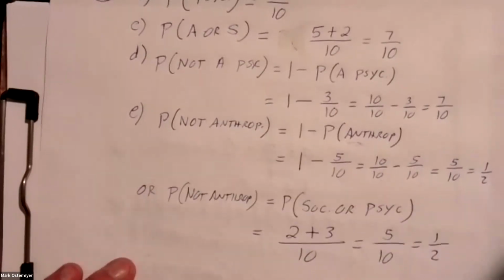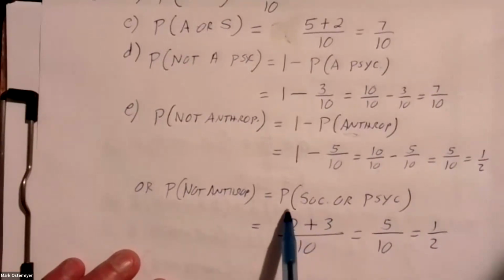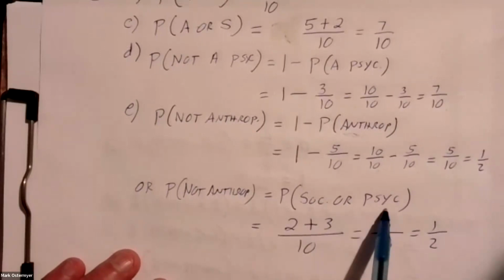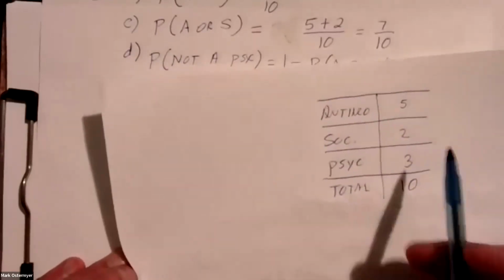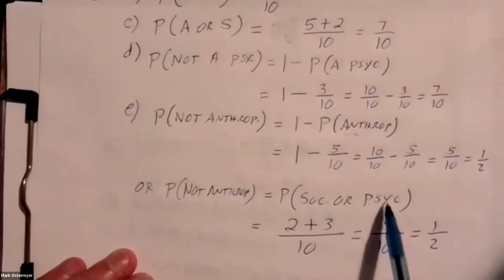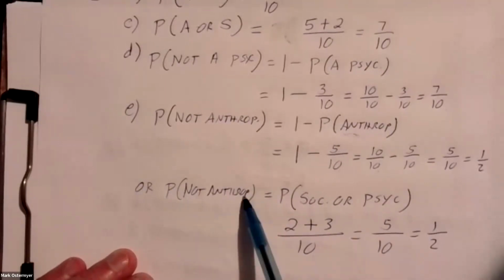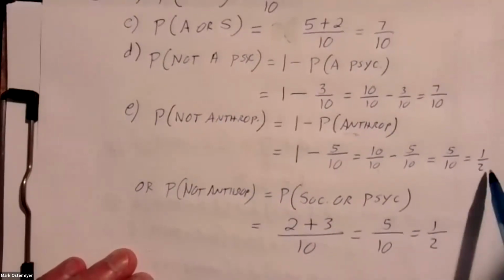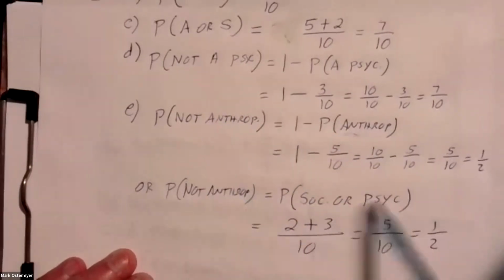Or another way to do the problem is the probability to not have selected an anthropologist student is equal to the probability that we select a sociologist student or a psychologist student. Well, how many ways can we select a sociologist student? Well, that occurs 2 out of 10 ways. How many ways to select a psychology student? There's 3 ways to select a psychology student. So the total number of ways of selecting a sociologist or psychologist student is 2 plus 3 divided by 10. So this probability of not selecting an anthropologist student would be 5/10 or 1/2. Notice we get the same probability whether we use the complementary probability rule or we don't.